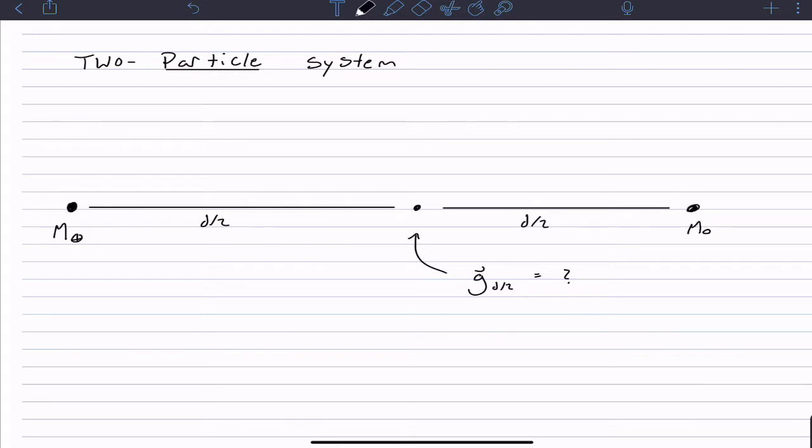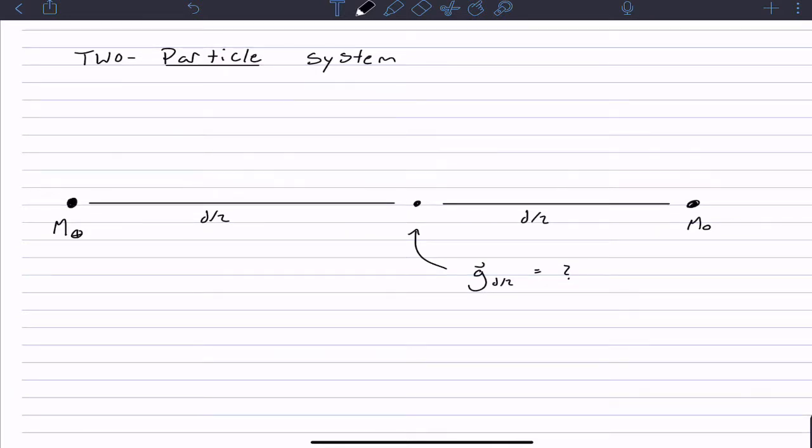Let's define which direction is positive. We'll say positive r hat in this direction. Positive r hat in this instance is going to be going this way.